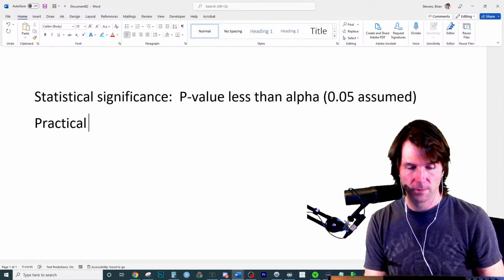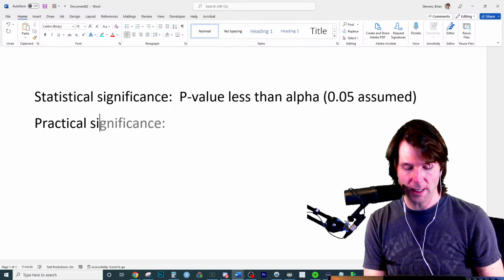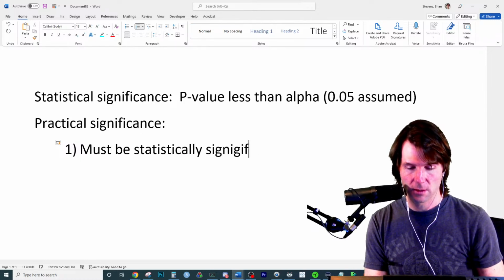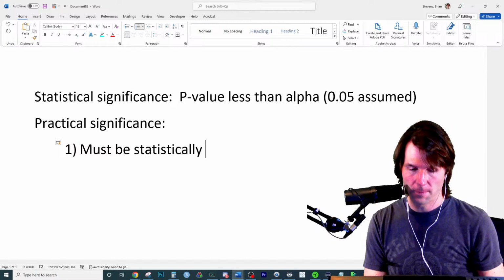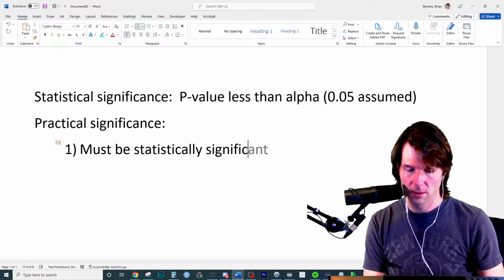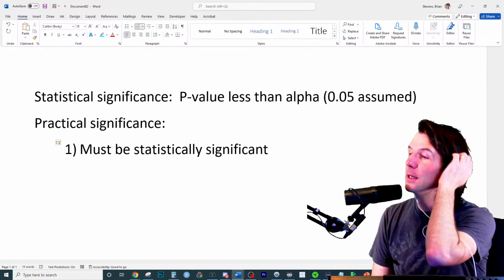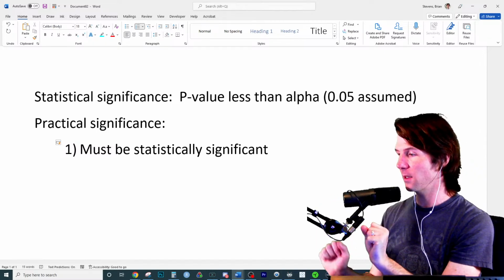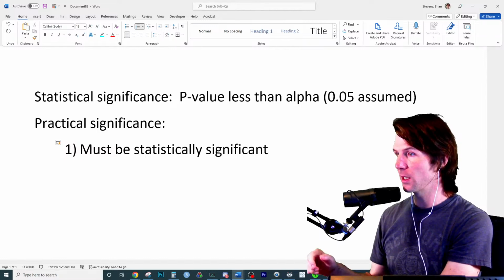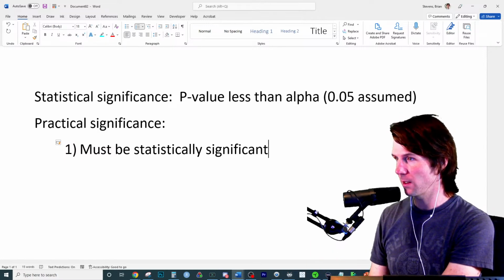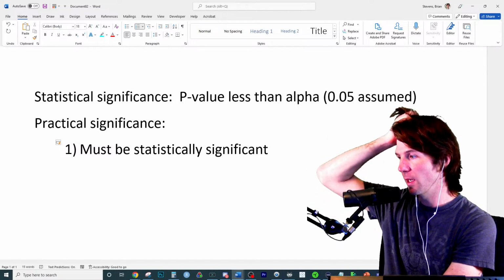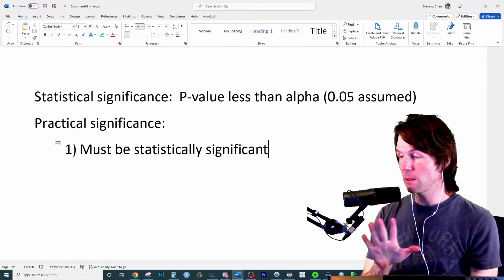Practical significance. For practical significance, one, it must be statistically significant. Yours might be, so this is where your answer will be different from mine, Meredith. So could yours be practically significant? Could yours be practically significant because your p-value is less than alpha? Could yours be? That doesn't mean it is.